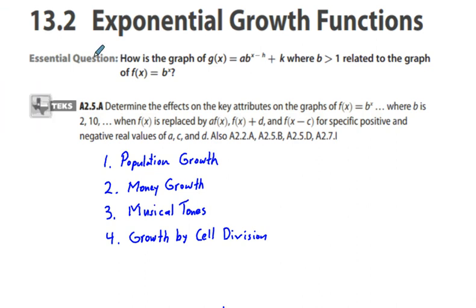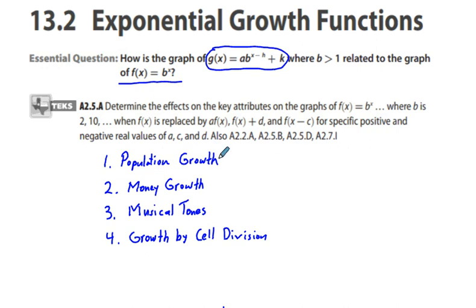This is Algebra 2, Chapter 13.2, Exponential Growth Functions. We have an essential question. How is the graph of g of x equals a times b to the power of x minus h plus k, where b is greater than 1, related to the graph of f of x equals b to the x?